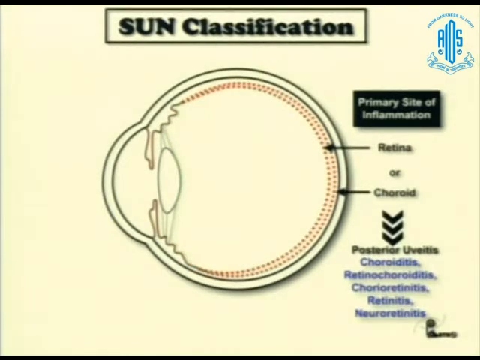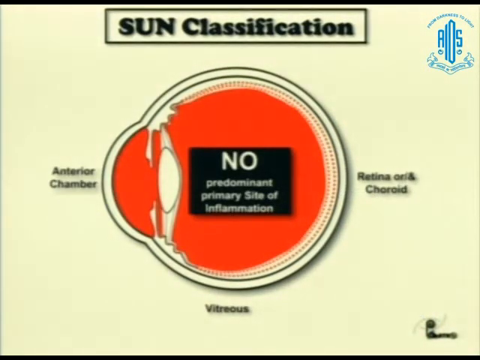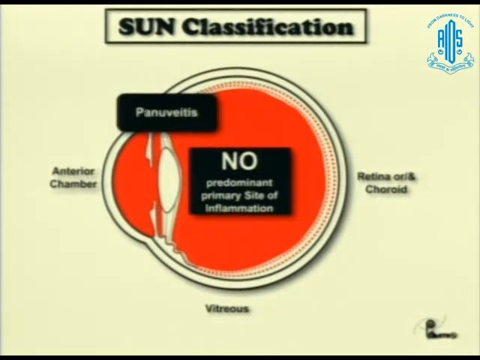If the primary site of the inflammation is retina or choroid, we call it posterior uveitis, which is again classified into various subgroups. Now, if there is no predominant primary site, but the inflammation is observed in the anterior chamber, vitreous, or retina or choroid, then we label it as panuveitis.